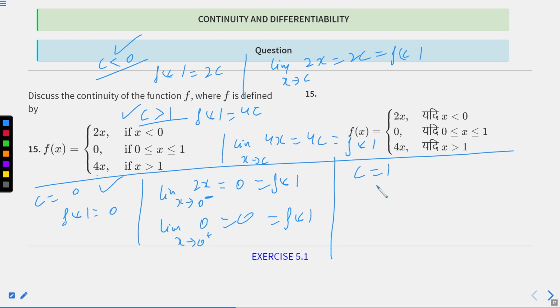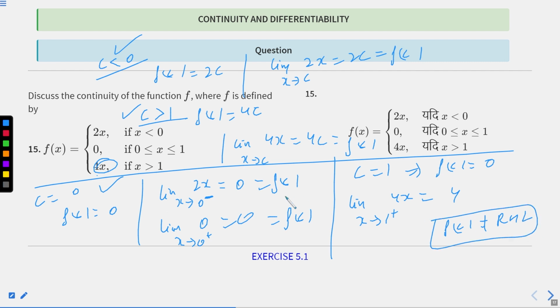Now if c is equal to 1, then f of c. So first thing is f of c. If c is 1, f of c is 0. Now the right hand side limit means x tends to 1. From the right hand side I have to use this. Okay, so this means 4x, this means 4. As you can see, f of c is not equals to the right hand side limit. This means not continuous. So my function is having only one point of discontinuity, which is 1. So at 1 my function is discontinuous. Okay, I hope that it is clear.